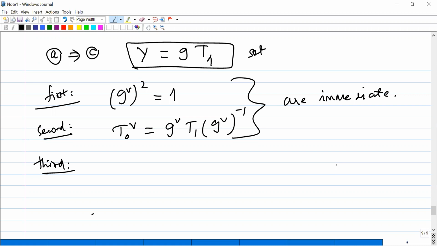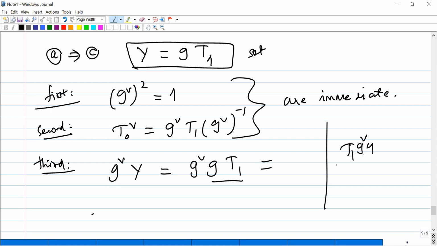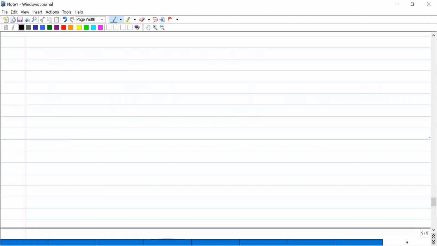Okay, so these two relations are immediate. The third relation, let's work it out. For that we need to compute what is G check Y. So G check Y is nothing but G check GT1, because I'm replacing Y by GT1. If you recall what this T1 G check G is, it is nothing but Q power minus of G check T1 inverse.